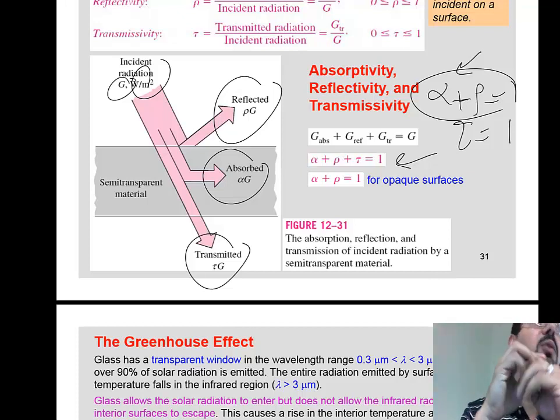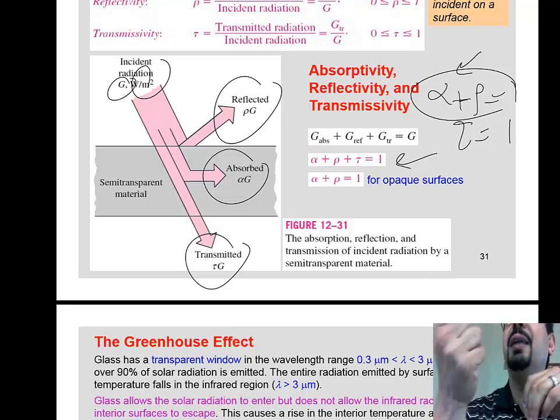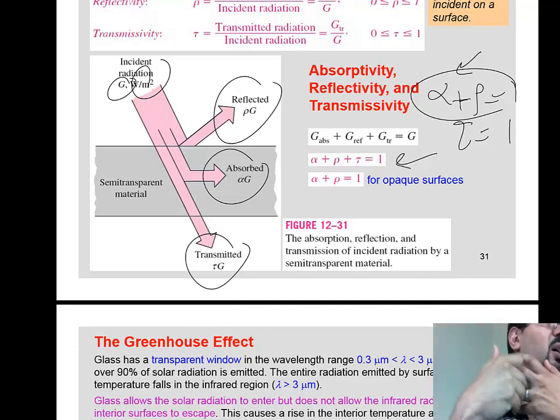All right? So the same thing for glass and the visible range. The glass will let basically the visible light go through, but it blocks the infrared.